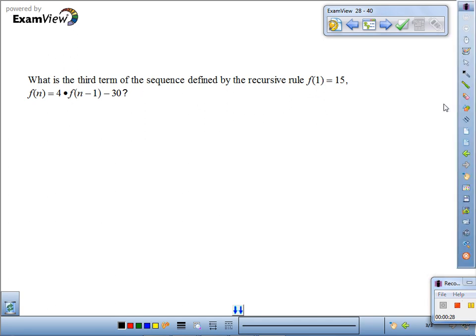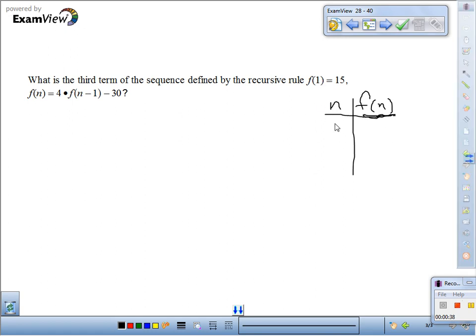So check this out. When you get to this one, just to keep organized, I want you to make a little table, put n, f of n. So they give us the first term, which is 15. And they want which term? The third. But what do we know about recursive rules? That you need the previous term of whatever they're asking us for. So if they're asking us for the third term, which term do we need? The second term.